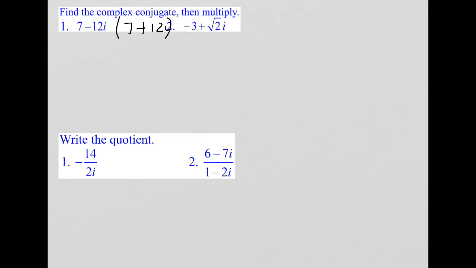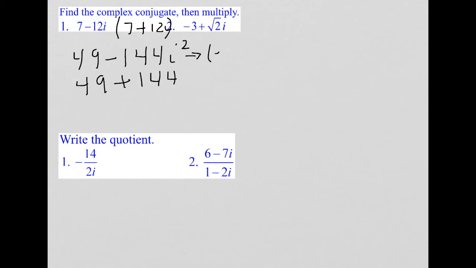So I know that's a difference of 2 squares, so that's 49 minus 144 i squared. Okay, that makes that 49 plus 144, because I know that i squared is negative 1. So then that gives me 193. I've gotten rid of my i's, and as you can see, I just have a real number.